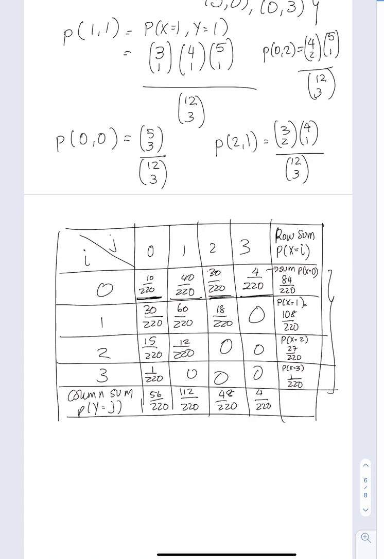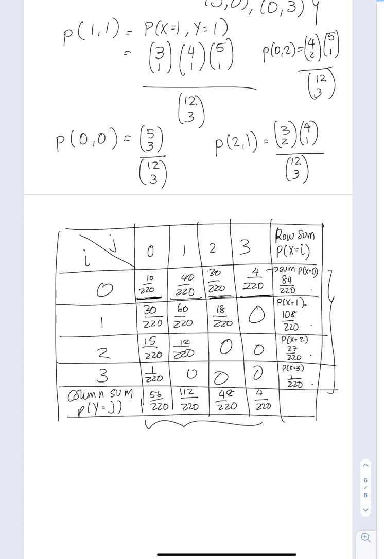Also ask yourself, what will the sum of the entries over here, 84 over 220, 108 over 220, 27 over 220, 1 over 220, what will the sum of these four numbers be? You're just adding up p of x equals 0, p of x equals 1, p of x equals 2, and p of x equals 3. That exhausts all the different possibilities that x can be. So this sum of these four entries in the last column should be 1.